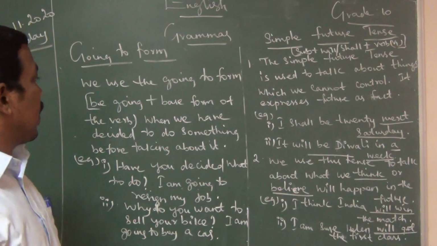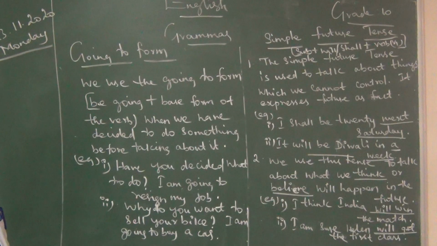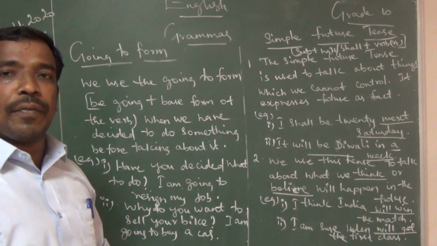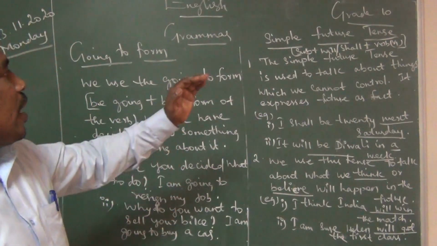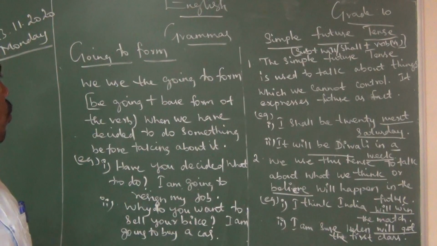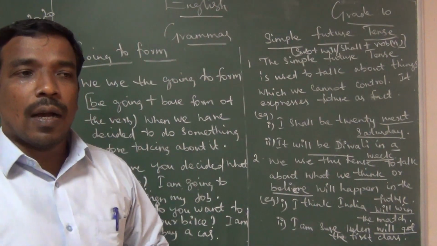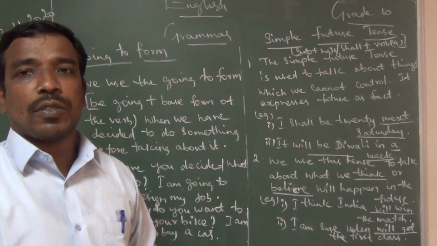When we have decided to do something before talking about it, we use the going to form. What is the difference between the going to form and the will or shall form? Going to form means we have already planned it in our mind. Will or shall means you are deliberately saying something at that moment.